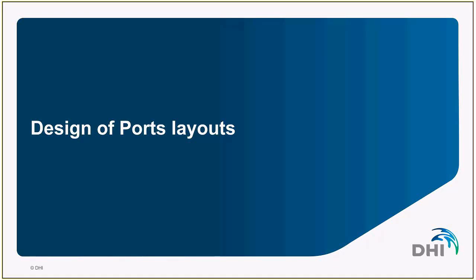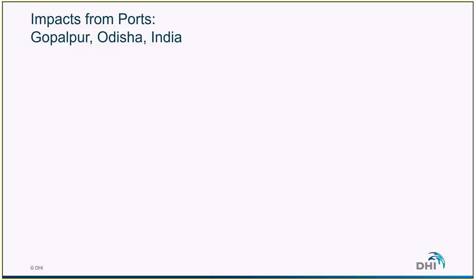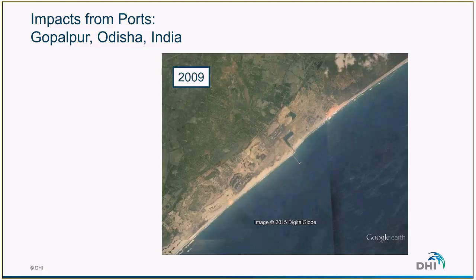So that was for the artificial beaches. Let's now have a look at the ports. And for the ports, it's a bit different. I will start by going through this example here, which is located in India, where we had this stretch of coast and a harbor has been constructed along that coast.